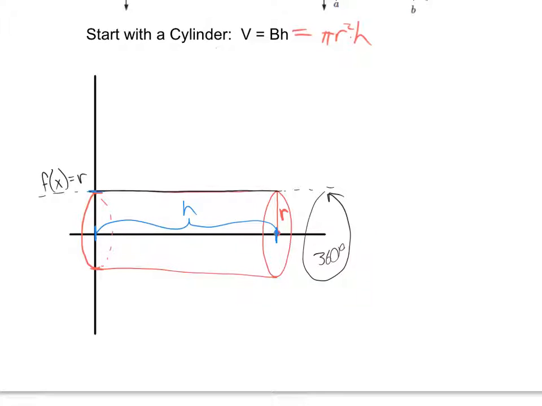Now, let's think back to when we started with our integrals. We approximated area under a curve by cutting it into little rectangles, right? So if I took this, and let's say I cut it into rectangles like this, each of these segments has a different area. The height of that segment would be r, and the width of it would be whatever the distance between these two ends is divided by the number of rectangles I have.